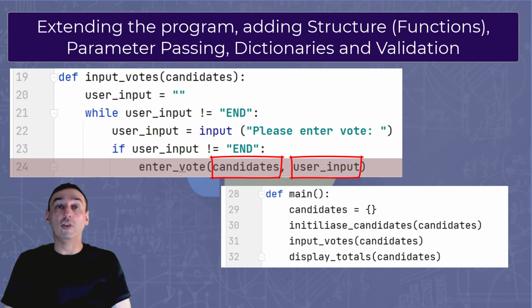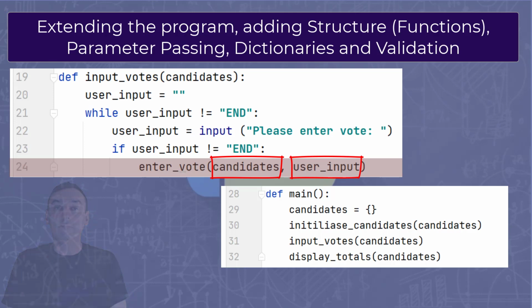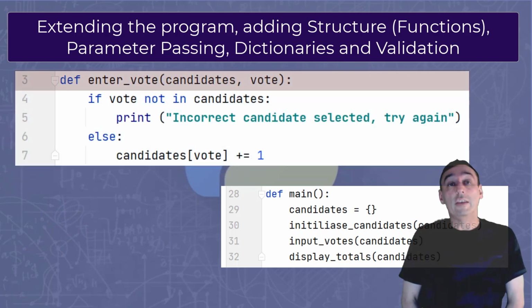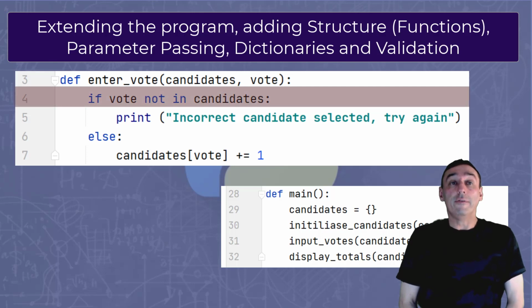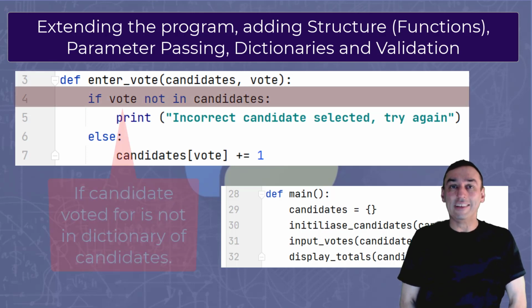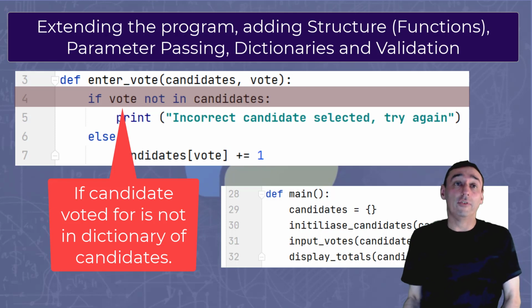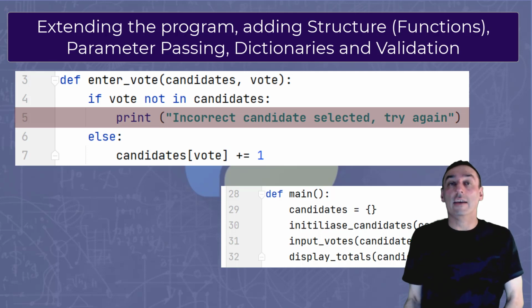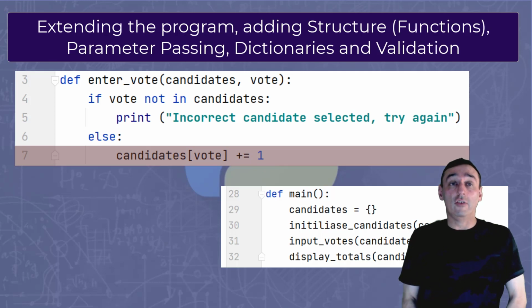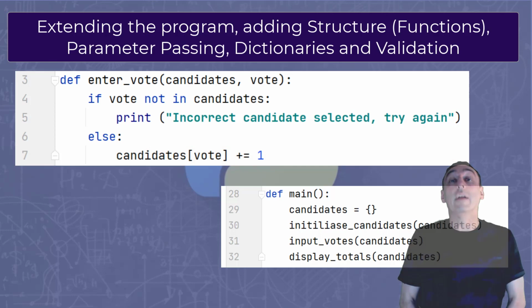So again, looking at the enter vote function, as you can see, we've taken the dictionary candidates and the vote that the user has cast, and we say, well, if the vote that's been selected does not exist in the candidate list, then obviously you've selected a value that isn't a candidate. So then we need to say incorrect candidate selected, try again. Otherwise, we can add to the dictionary using the letter that you've entered as the key value to add 1 to that key value.